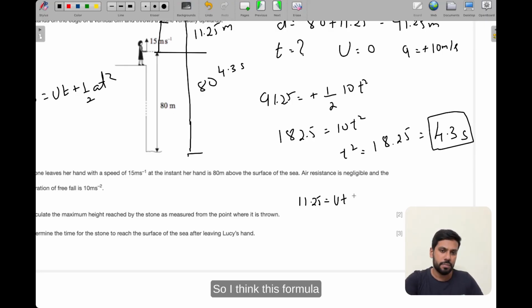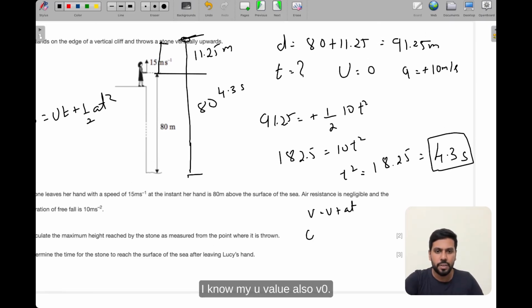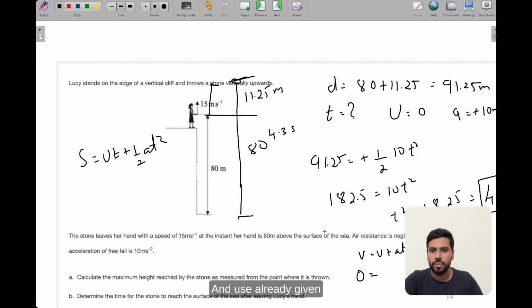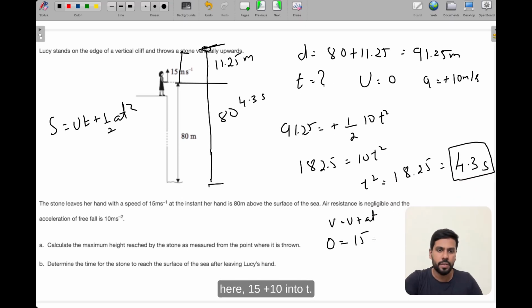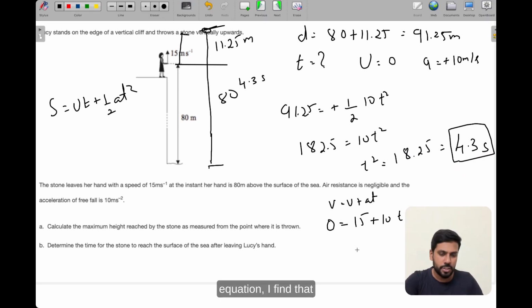So I think this formula might be a little difficult, so I can use the first formula, because I do not want to play with squares. I think v is equal to u plus at will do for me, because I have my v value, and I know my u value also. v is 0 and u is already given here, 15 plus 10 into t. So looking at this equation, I find that the acceleration is minus 10, sorry, my mistake, because it is in the opposite direction.